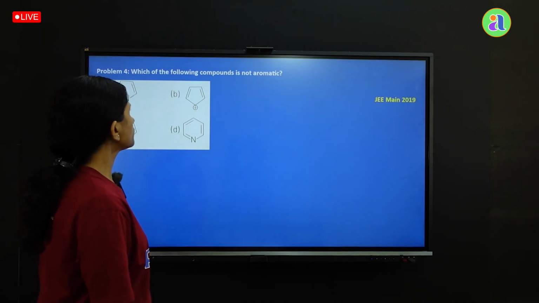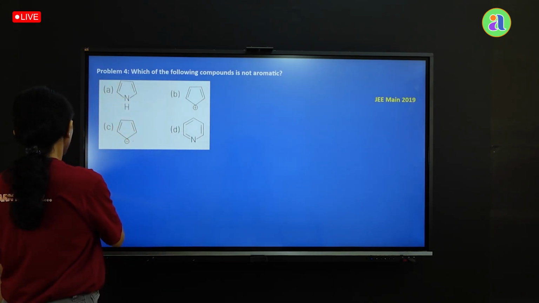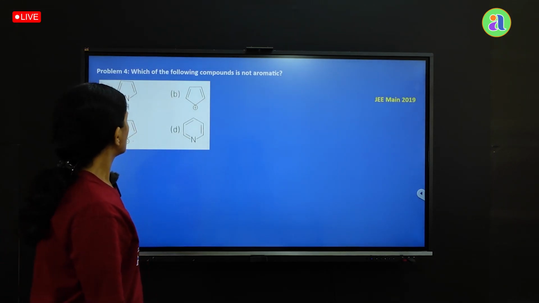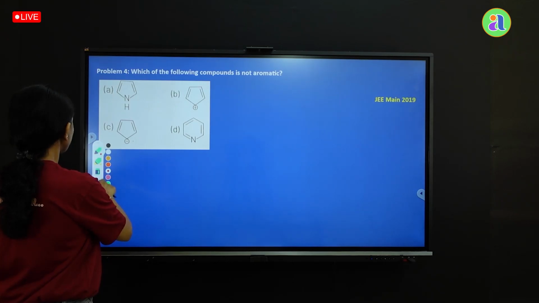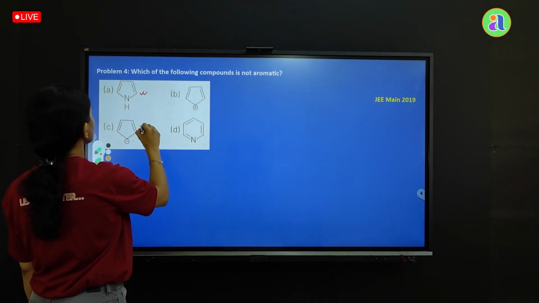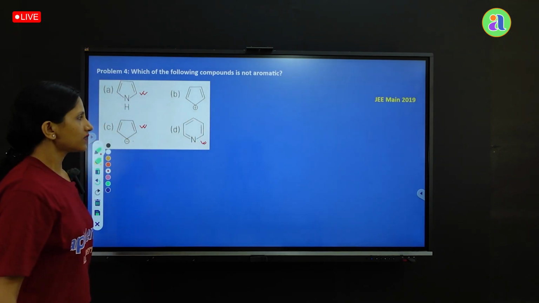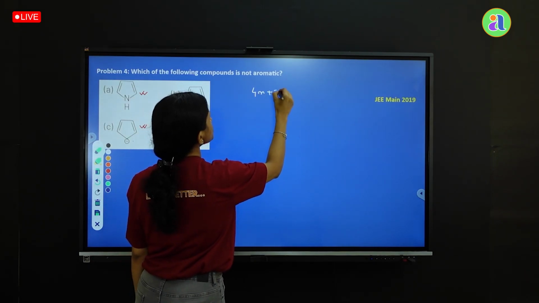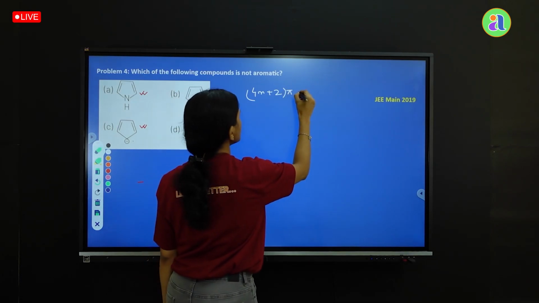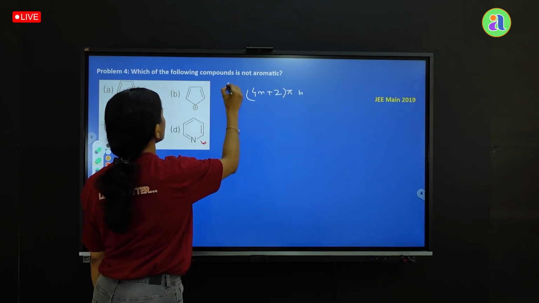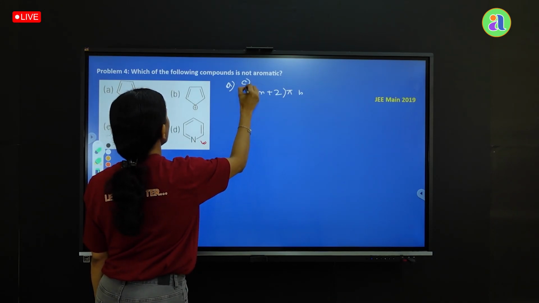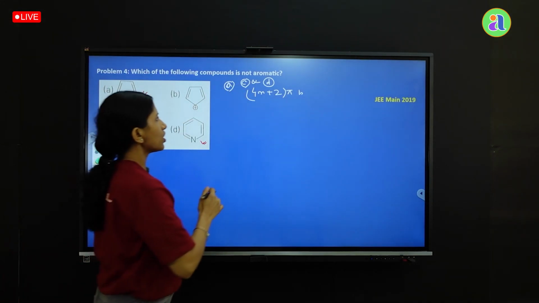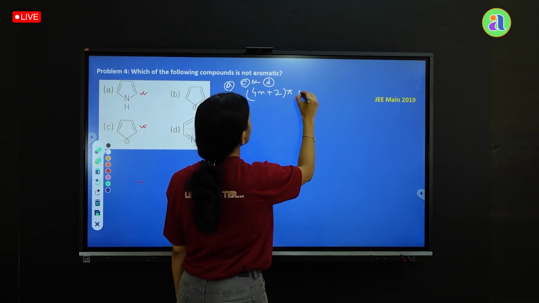So problem 4 is asking, which of the following compounds is not aromatic? So 4 cyclic compounds are given. We have to find out which one is not aromatic. Now if you check one by one, option A, option C and option D, you can see that all of them contain 4n plus 2 pi electron system.